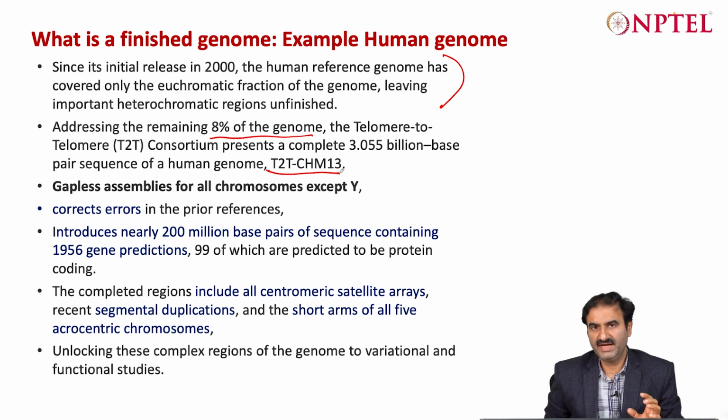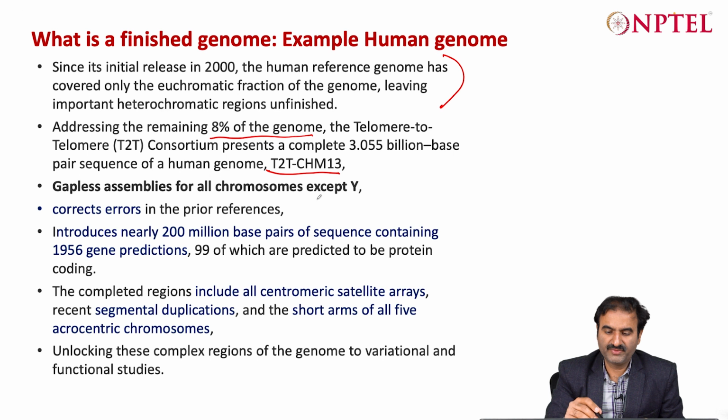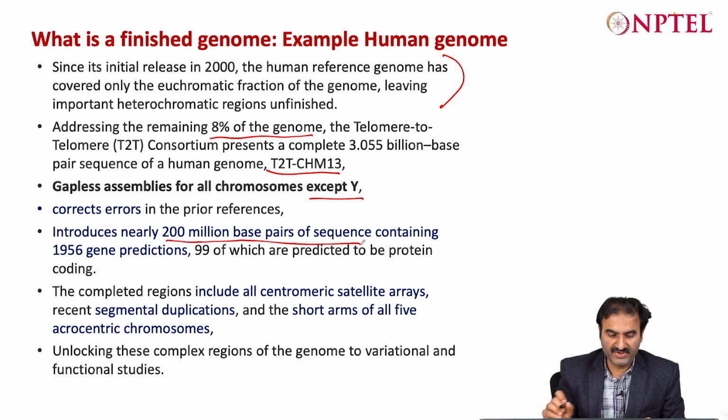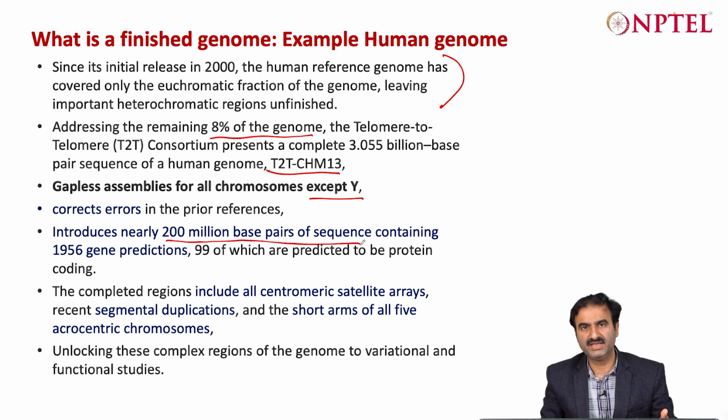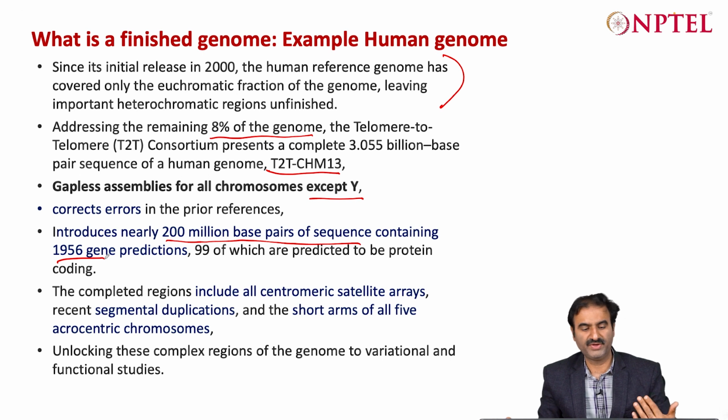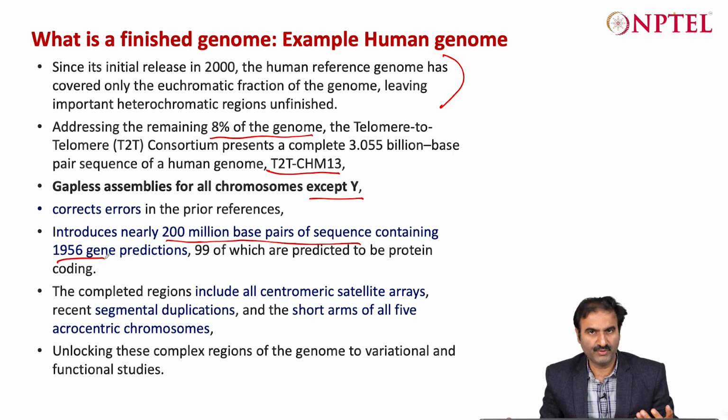It achieved a gapless assembly for all chromosomes except the Y chromosome, and it corrected the errors in the previous assemblies. Almost 200 million base pairs of sequence data were introduced into the previous assembly to fill up the gaps and the regions that were unknown. That included almost 2000 gene predictions, of which 99 were protein-coding genes. That means we were really missing about 100 genes which could be of interest in health, in evolution, and in various aspects that we were not knowing so far.